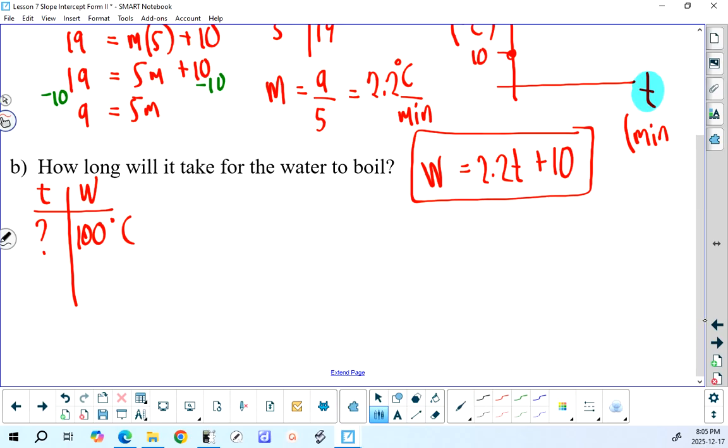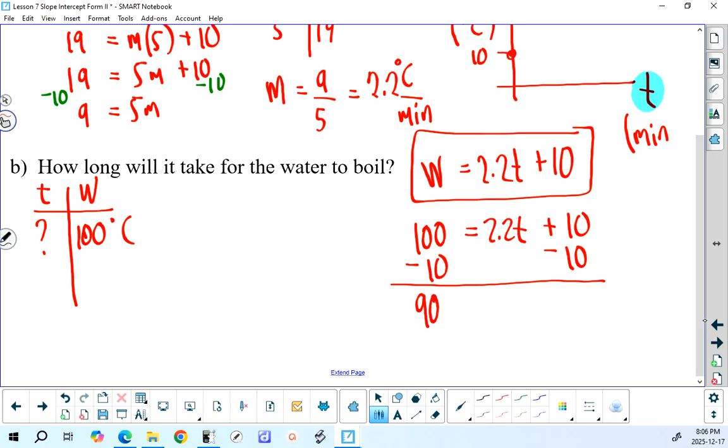So we're going to change this equation and we're going to put 100 in for W and solve for T. Very basic equation to solve. Subtract 10 from both sides and get 90 equals 2.2t. And now we can take 90 divided by 2.2.